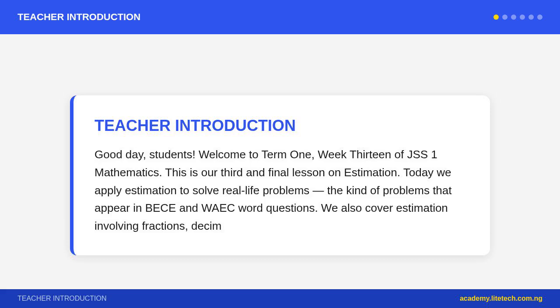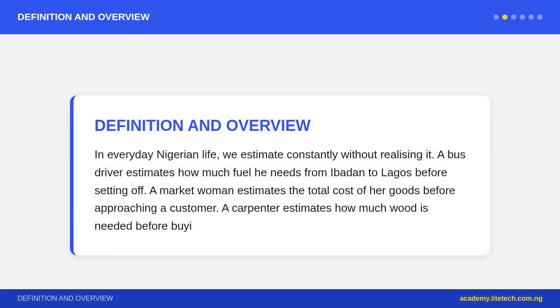Good estimation requires, first, understanding the situation well enough to know what you are estimating, second, knowing appropriate benchmarks, reference quantities you already know, and third, choosing the right level of precision for the situation. Benchmarks are known quantities that help you estimate unknown ones.